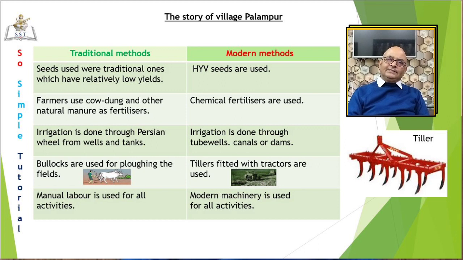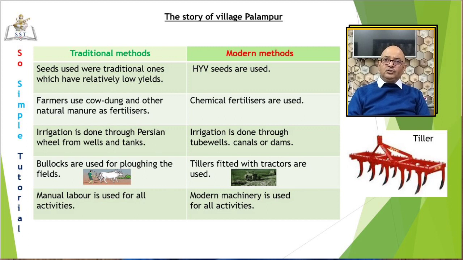1. The seeds used in traditional cultivation were traditional ones, which have relatively low yields. Modern methods use high yield variety seeds. HYV seeds produce a much greater amount of grains on a single plant. Naturally, this affects the output.